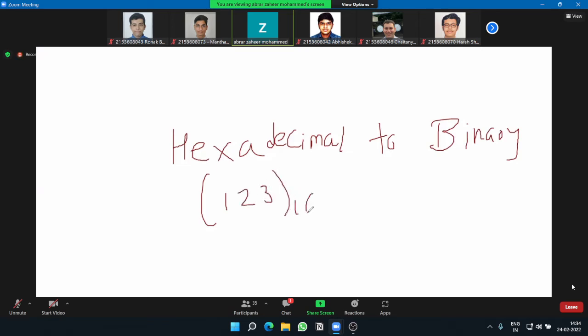To the base 16, you have to convert in binary. What is the answer for this? 123 to the base 16. You have to convert it into binary. We have to write 3 in terms of 4 bits, 2 in terms of 4 bits, and 1 in terms of 4 bits. What is the answer? 100,011. Correct. So it is 1 0010 0011, base 2.